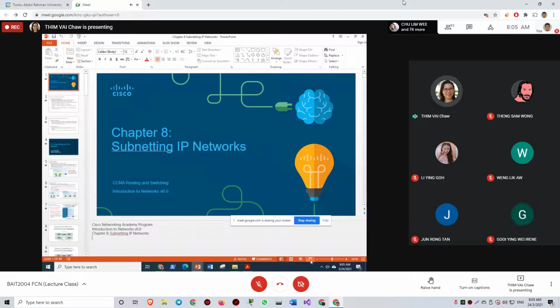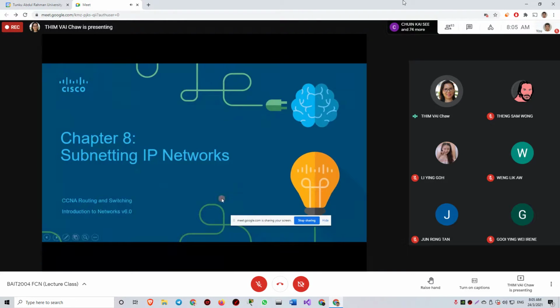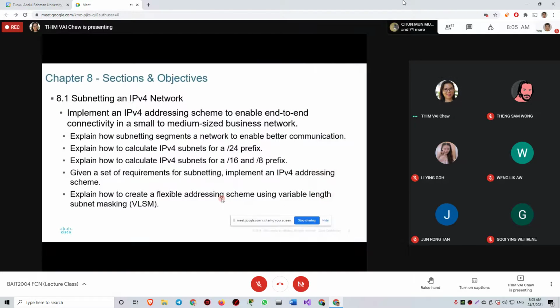Now we're moving on to subnetting IP networks. I think most of you have already started your assignment, doing subnetting and VLSM for part A and part B. Coming to the objective, I don't want to talk about it. It was already mentioned that we need to explain how to do the calculation for the VLSM and classful subnetting.